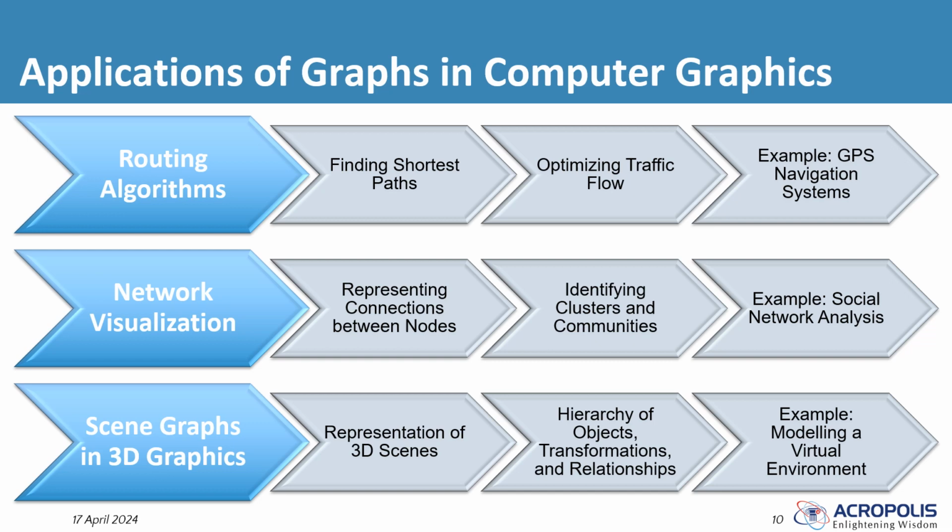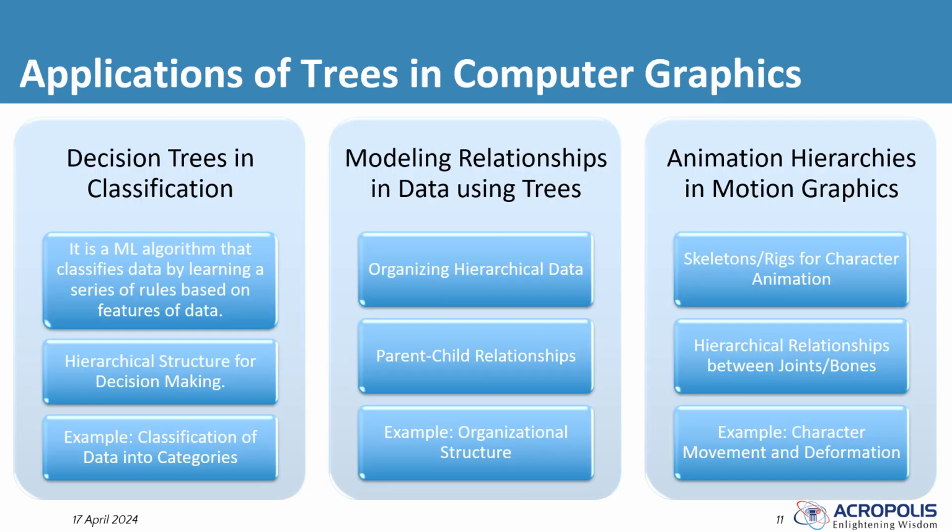And the third is scene graph in 3D graphics. It represents 3D scenes, hierarchy of object transformations and relationships. For example, modeling a virtual environment comes under the graph data structure.